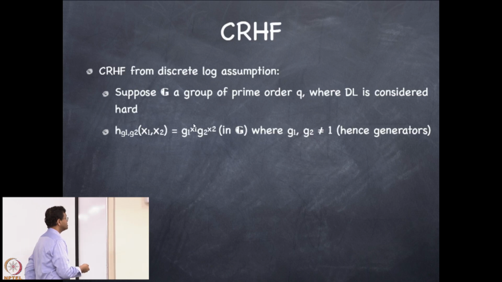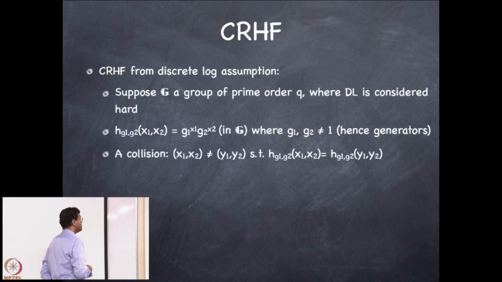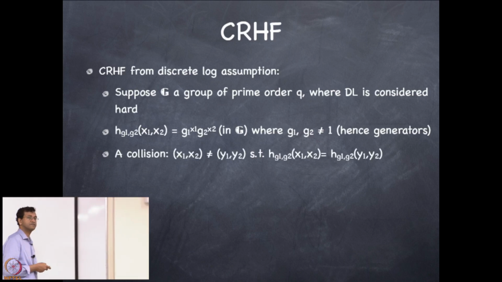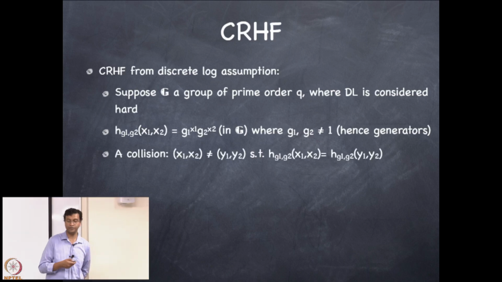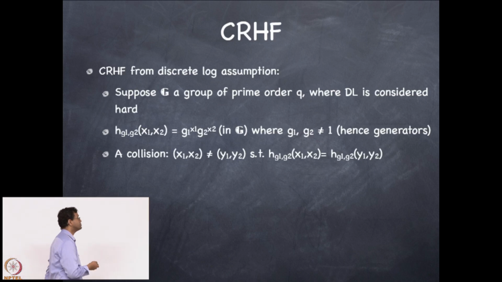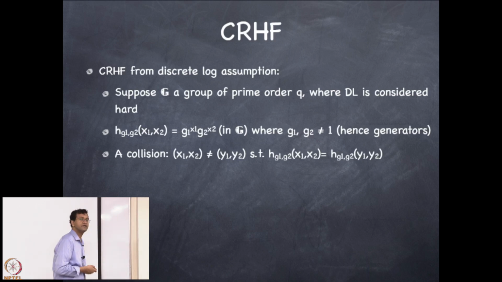And how do you compute this output? Simply this: g1 to the power x1 times g2 to the power x2. And I'll show you a very quick proof that this is collision resistant under the discrete log assumption. So what does a collision look like? Suppose the adversary manages to find a collision, so it's going to be a reduction. If there is an adversary who finds a collision, I'll turn that adversary into an adversary for the discrete log assumption. I'll use that adversary to find the discrete log of g2 to the base g1.